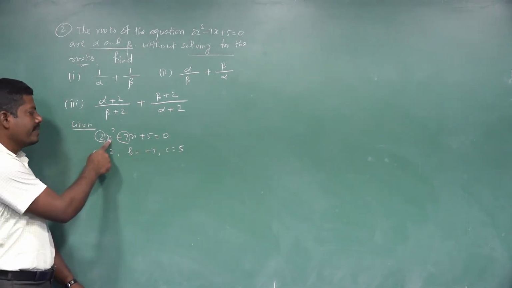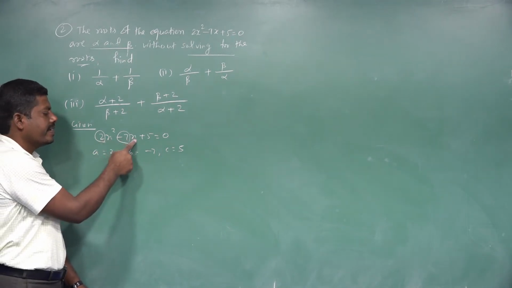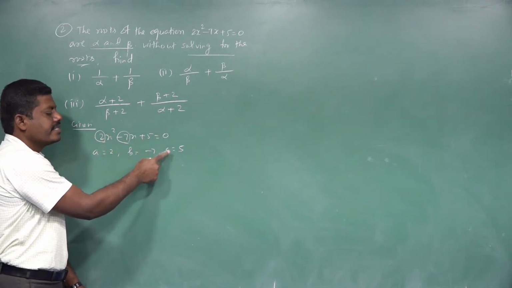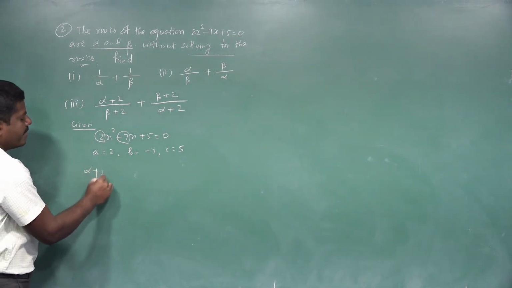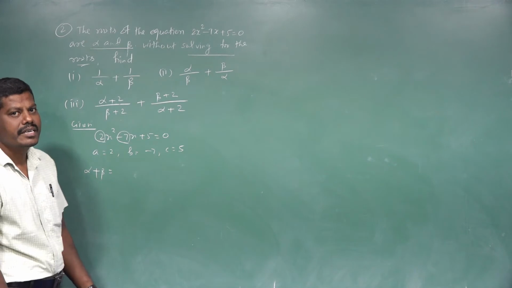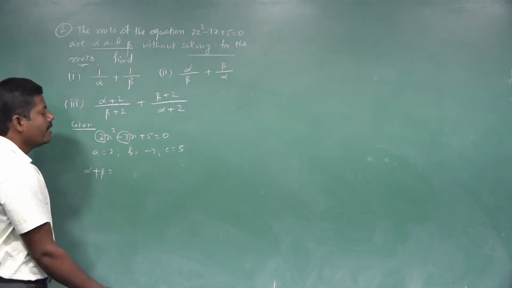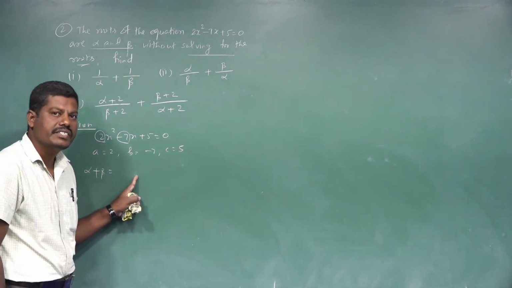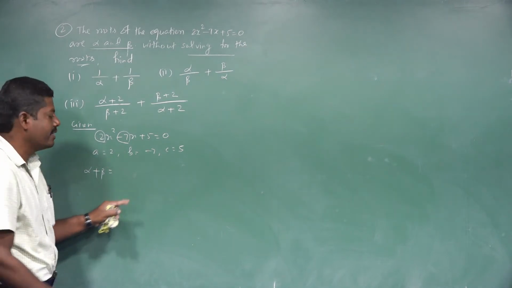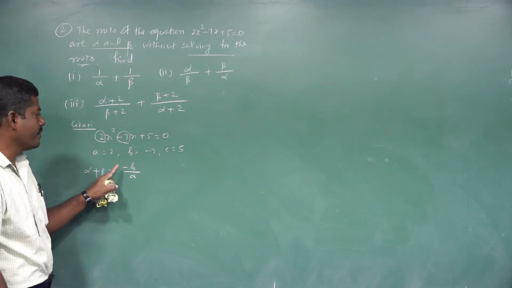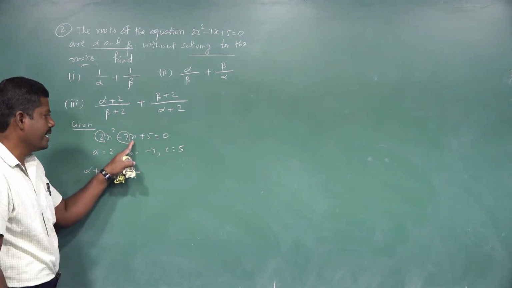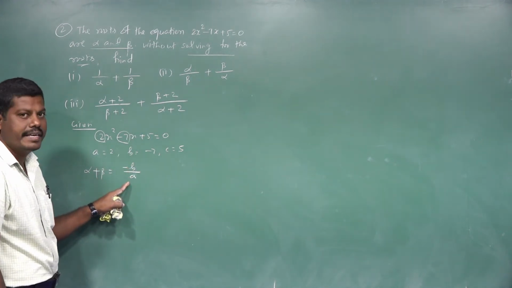Understand? Coefficient of x² is a. Coefficient of x is b. Constant term is c. Understand? Okay. Now we find alpha plus beta, the sum of the roots. Alpha plus beta, the sum of the roots, is equal to minus coefficient of x divided by coefficient of x², that means minus b divided by a.